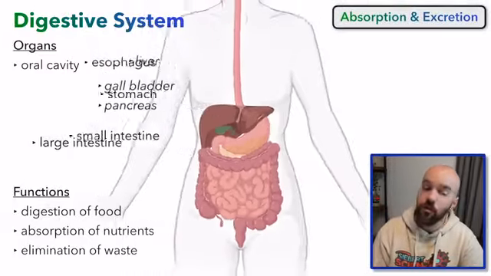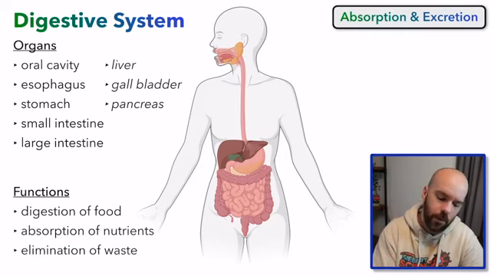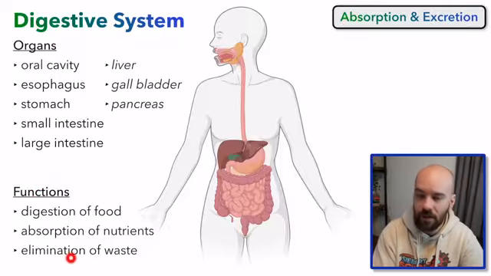That was kind of an overview of the digestive system. Again, if you're learning this for the first time, the main thing right now would be to be able to name a lot of these organs and be able to name the three main functions of the digestive system.